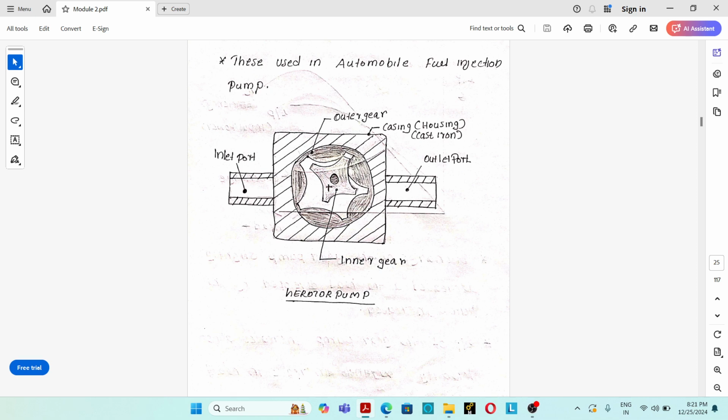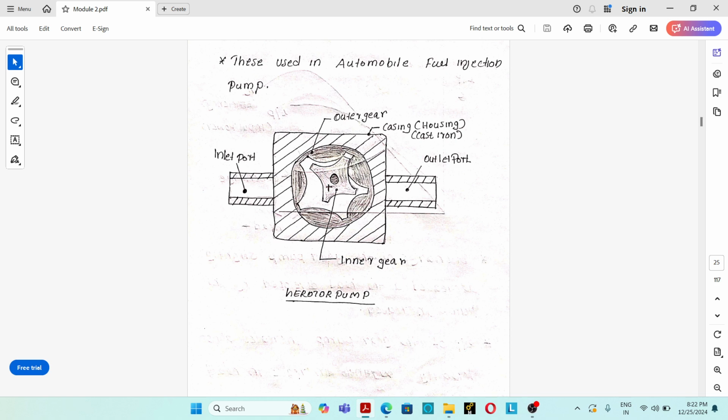Once more I will explain the working of gear rotor pump. The gear rotor pump consists of an inner gear and an outer gear. The inner gear is the driving gear and the outer gear is actually an idler gear that rotates when the inner gear rotates. The inner gear, known as the gear rotor gear, has n number of teeth. The outer gear has n plus 1 number of teeth, and the inner gear and outer gear rotate on two axes.